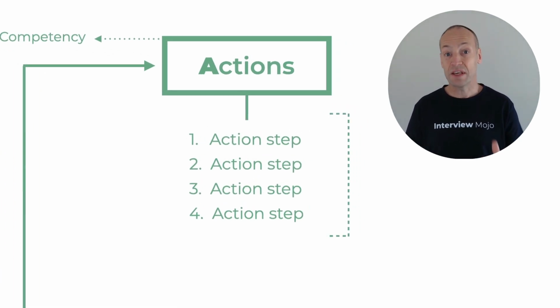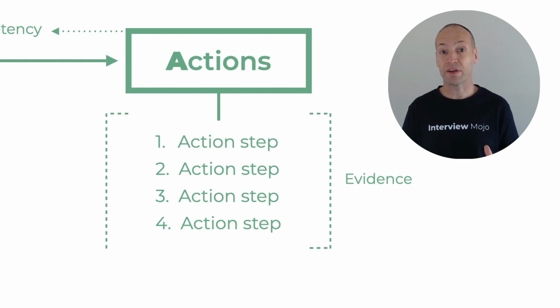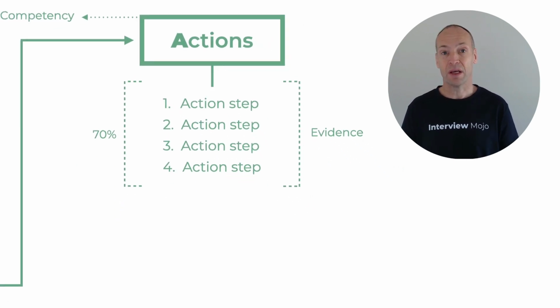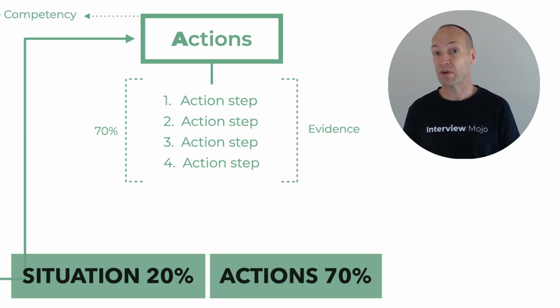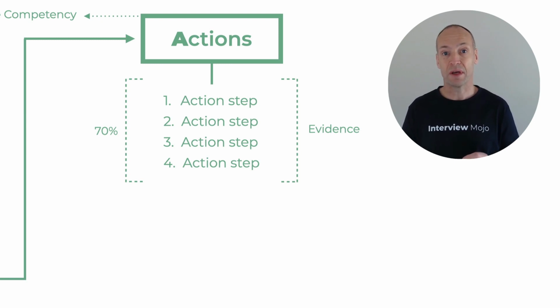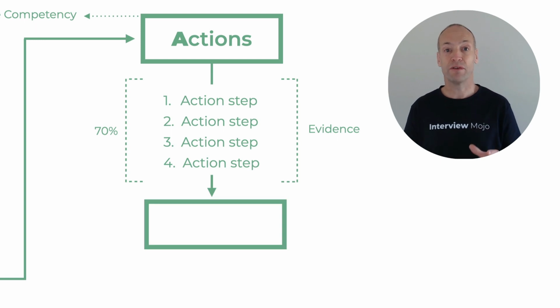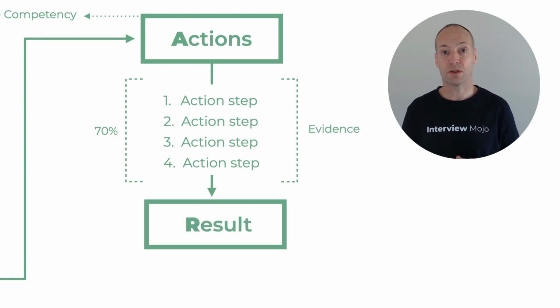Now, given that it's this part of your answer where you're providing evidence, we should be spending the majority of our time here explaining what actions you've taken. So about 70% of the answer should be spent here. So we've explained the circumstances to give some context. Now we're trying to provide evidence of our skills or abilities. When we've done that, it's time to move on to explain the result of the situation.